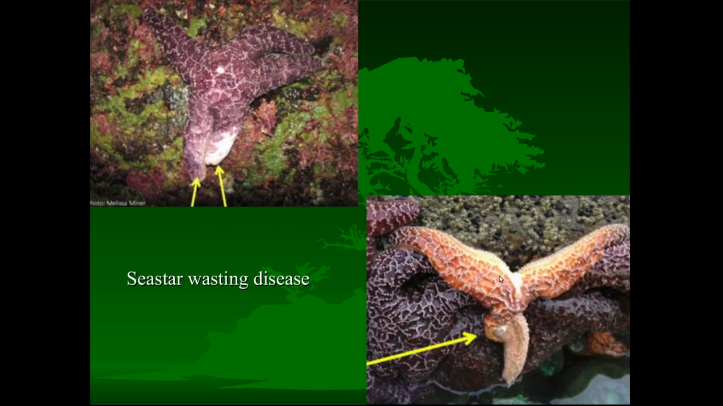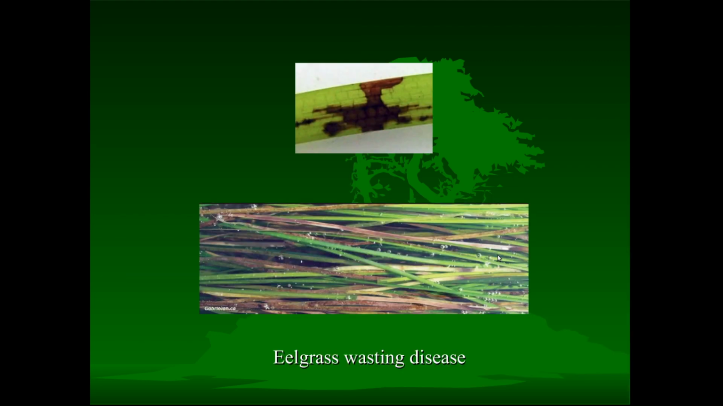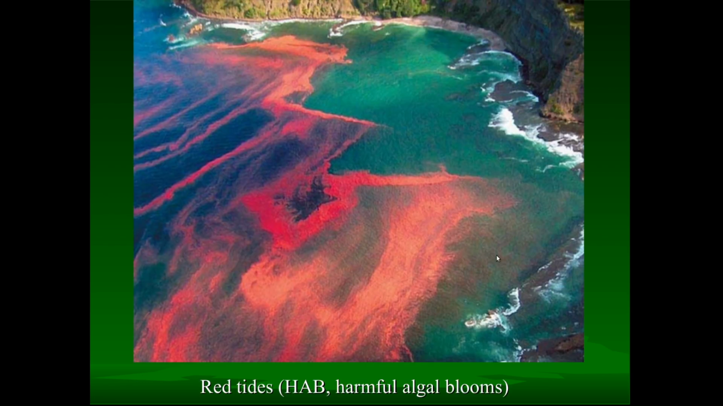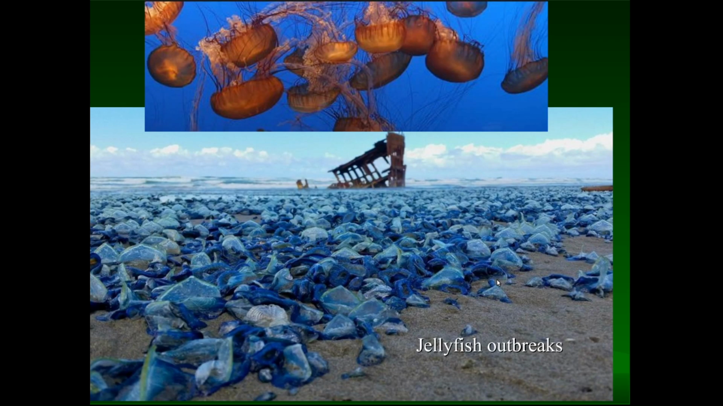There are many marine diseases that have interesting and economically important consequences, such as the sea star wasting disease in the Pacific, an epidemic going on right now. And in the past, we've had the eelgrass wasting disease all through the Atlantic coast of North America. Red tides or harmful algal blooms are essentially a population phenomenon. Jellyfish outbreaks all over the world are a population phenomenon.